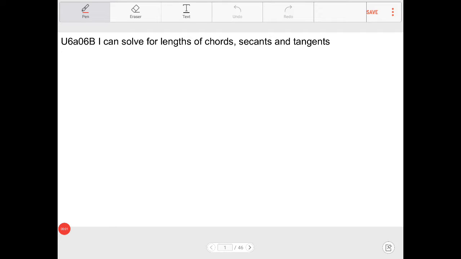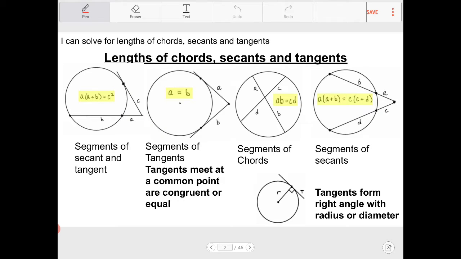Hello students, this is lesson U6A06b. By the end of the lesson, you should be able to say I can solve for lengths of chords, secants, and tangents. So here are the concepts that you will need for this lesson.